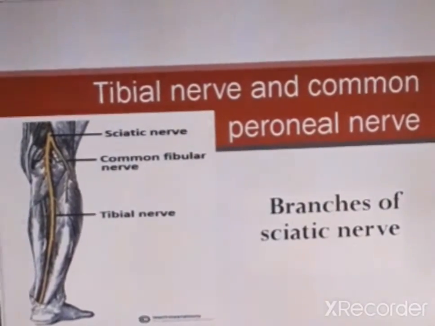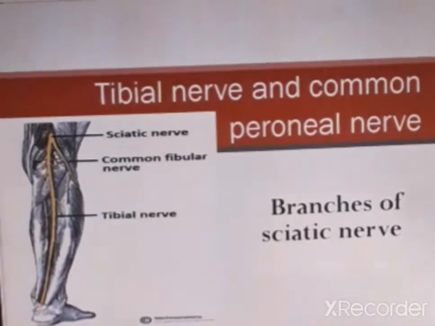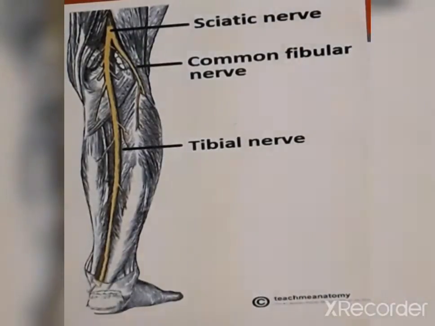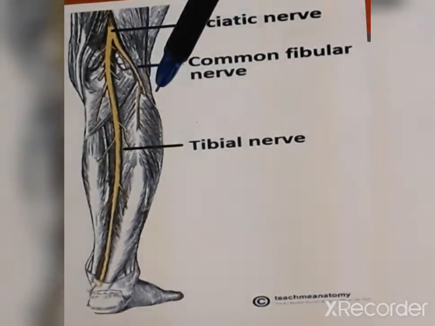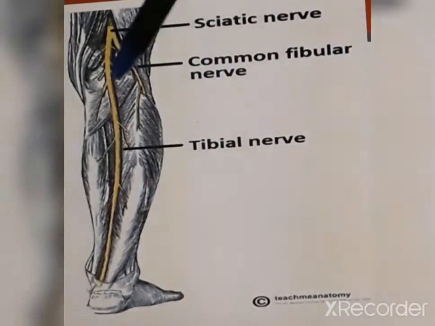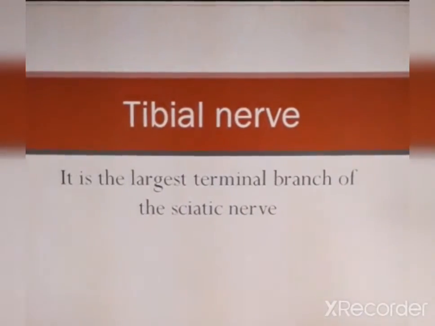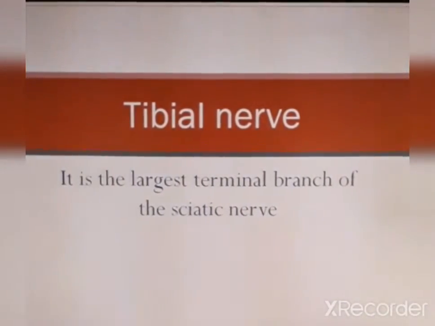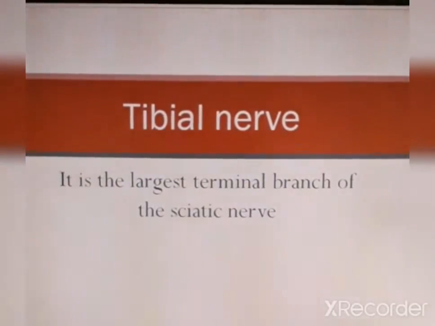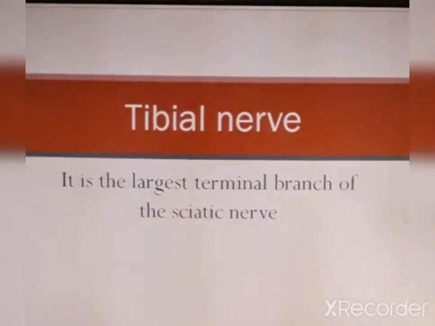Both the nerves are the branches of sciatic nerve. So this is the sciatic nerve. Sciatic nerve divides into two branches, common fibular nerve, also called common peroneal nerve, and tibial nerve. Tibial nerve is the largest terminal branch of sciatic nerve, whereas common peroneal nerve is the smallest terminal branch.